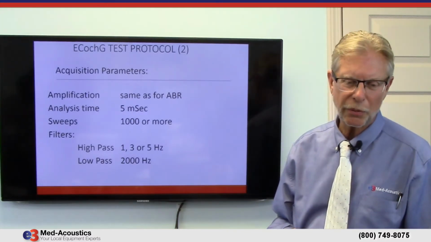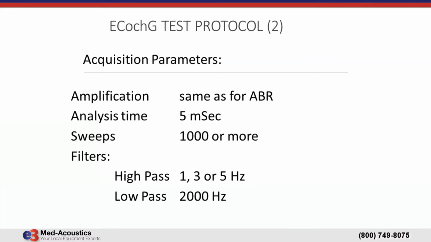Continuing with the test protocol, the amplification is the same as we would use for ABR. The size of this response, around 1/2 microvolt, 3/4 of a microvolt, is the same amplitude as a typical ABR wave 5. Now the analysis time, instead of 10 milliseconds or longer, as we would use for ABR, is going to be 5 milliseconds.